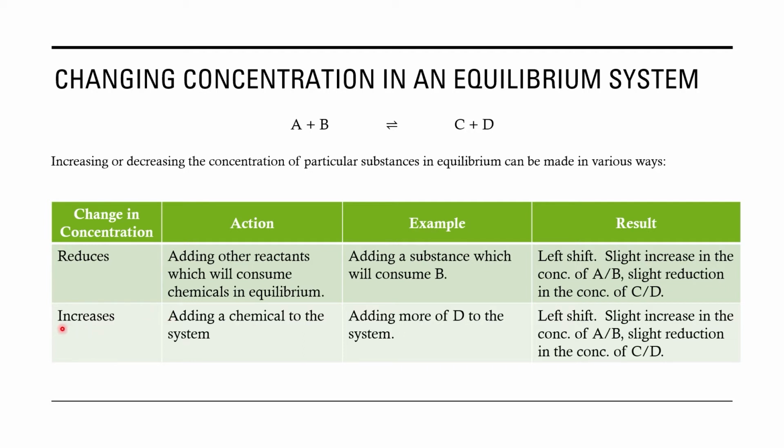We can also make changes to some of these substances to increase the concentration, and that's simply just by introducing more of one of the chemicals that's present in the system. So for example, if I get D and I add more of D to that closed system, what we would expect to see is a left shift. There's going to be an increase in the rate of reaction in the reverse direction. So that left shift is going to mean that there is going to be an increase in the concentration of A and B and a reduction in the concentration of C and D.